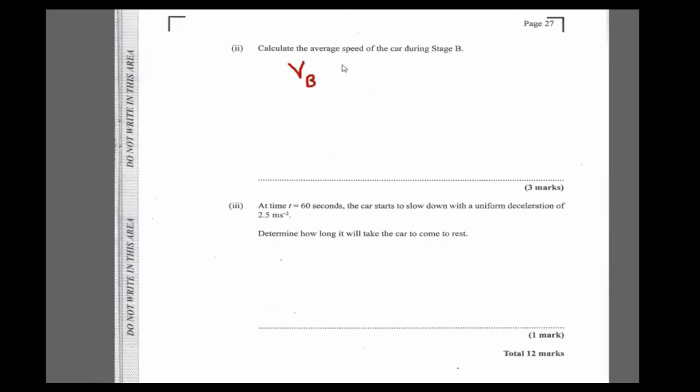For average speed in stage B, it's equal to total distance over total time. Always remember that average speed is total distance over total time. Now let's go ahead and work out the average speed.